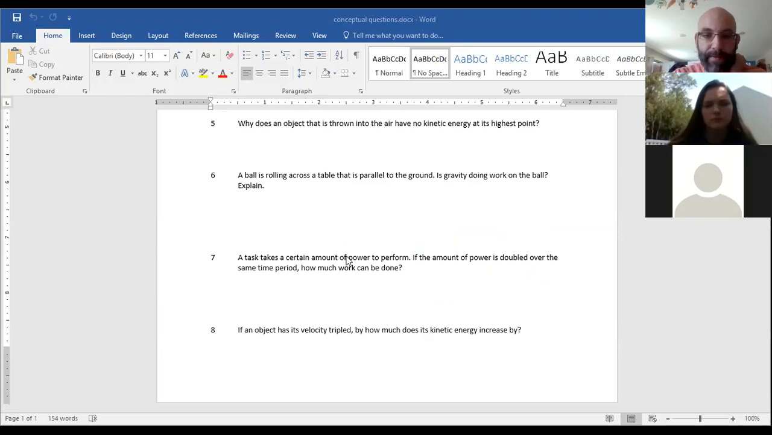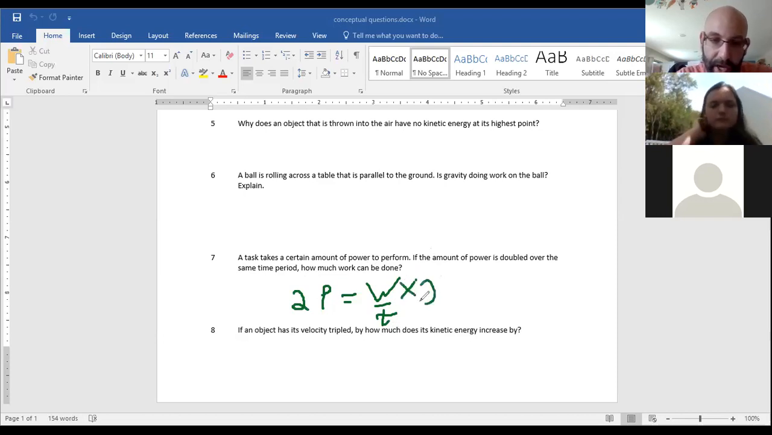Number 7, a task takes a certain amount of power to perform. If the amount of power is doubled over the same time period, how much work can be done? Again, looking at this equation, it takes a certain amount of power to perform some task. If the power is doubled, so P goes up by 2 times and T stays the same, then work would also have to increase by 2 times. So twice as much work can be done. Power and work are directly related. Whatever power does, work will do the same, or vice versa, if time stays constant.